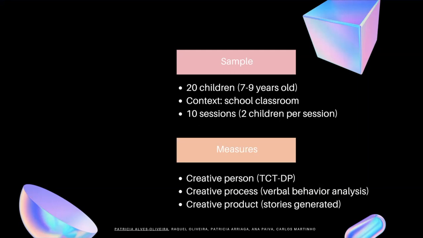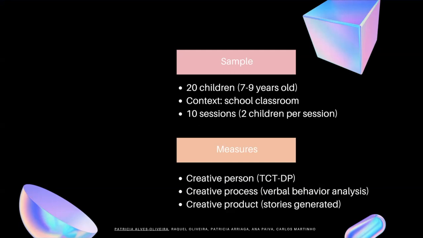We evaluated the creativity of children in 3 different ways. We used the Test for Creative Thinking, Drawing Production, or TCTDP, to analyze the pre- and post-test levels of creativity in children. This test is a drawing test where they are invited to finish a drawing that was incomplete. The creative process was evaluated using a deductive content analysis and inter-rater reliability. We used the verbal recordings collected during the study for this analysis. The creative product, or the final stories of children, were evaluated using the consensual assessment technique, or CAT, which relies on ratings given by a panel of independent external judges, experts in the topic.